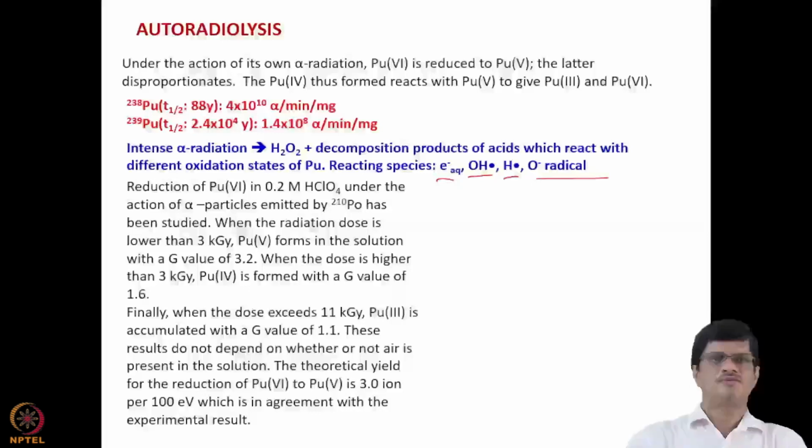So these products which are formed from the radiolysis of plutonium 6 in the presence of 210 polonium do not depend on whether this reaction is taking place in the presence of air or not. The theoretical yield for the reduction of plutonium 6 to 4 is 3 ions per 100 electron volt, which is in agreement with the experimental results obtained in this study as mentioned above.